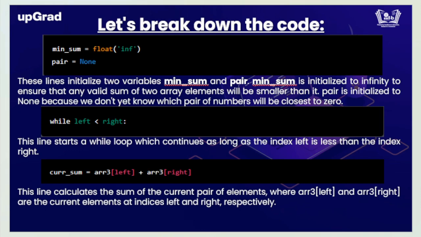We also have a while loop, which continues as long as the index left is less than the index right. Next, current sum equals array[left] plus array[right]. This line of code calculates the sum of the current pair of elements, where array[left] and array[right] are the current elements at the left and right indices respectively.